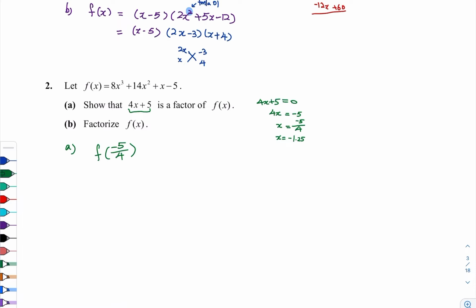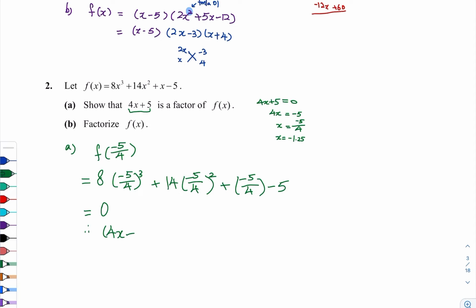So let's check. Will it be a factor or not? Replace all the x by -5/4, square, plus -5/4, minus 5. And what do you get? Click the calculator for the whole thing. 0. So 4x plus 5 is a factor of f(x). Up to here, all okay, right?